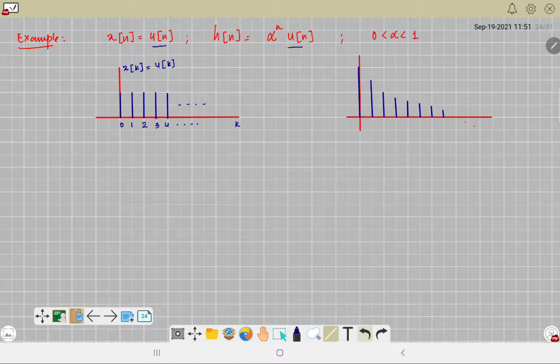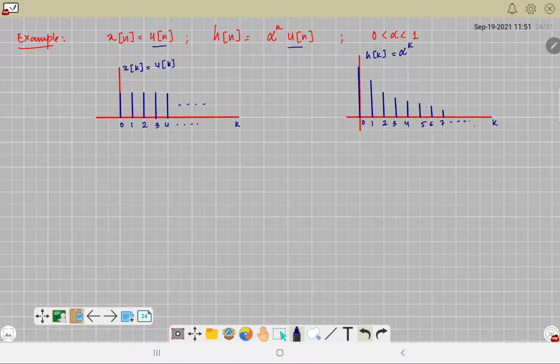Something like this, huh? So this will be my h of k, which is alpha k. I'm just replacing n by k. I told you that is that mathematical thing. We tend to replace original variables by the dummy variables. Fine. So these will be values 0, 1, 2, 3, 4, 5, 6, 7, like this.